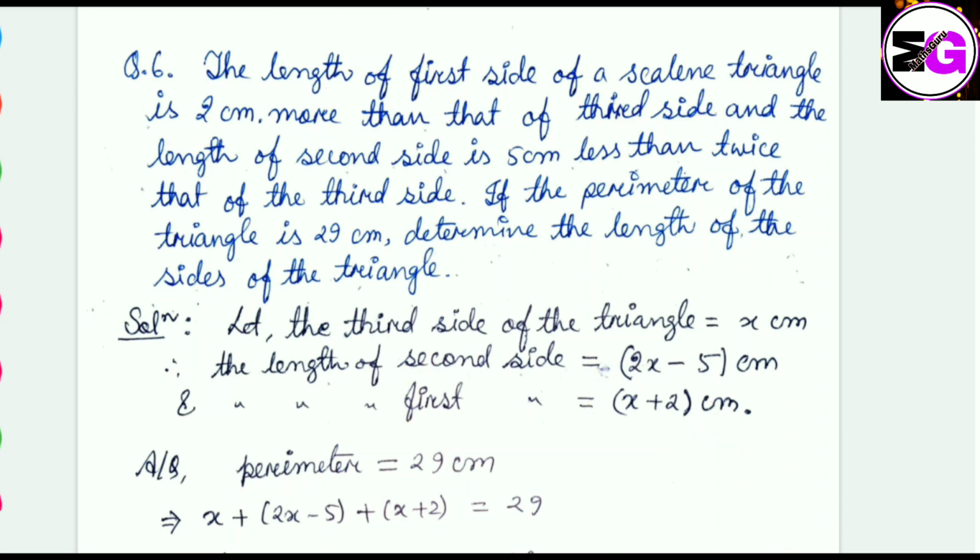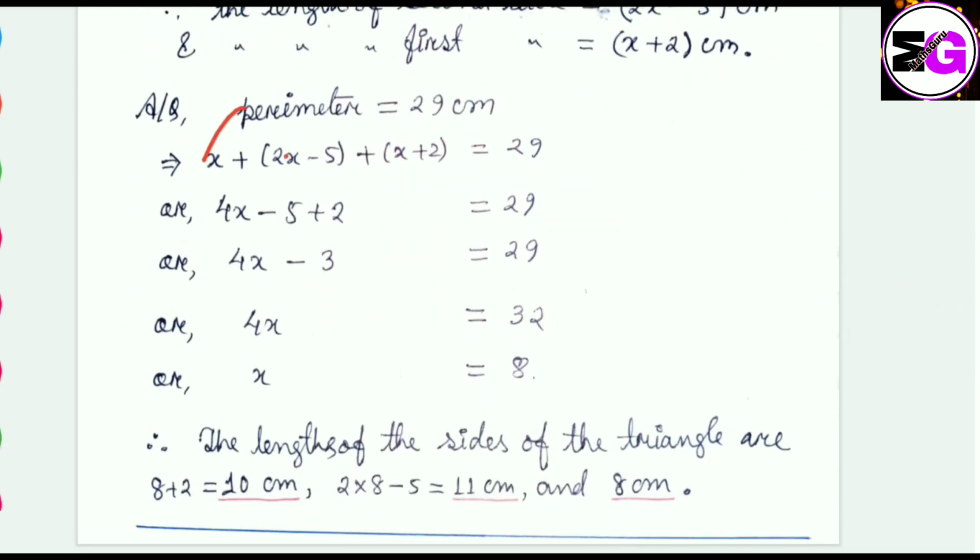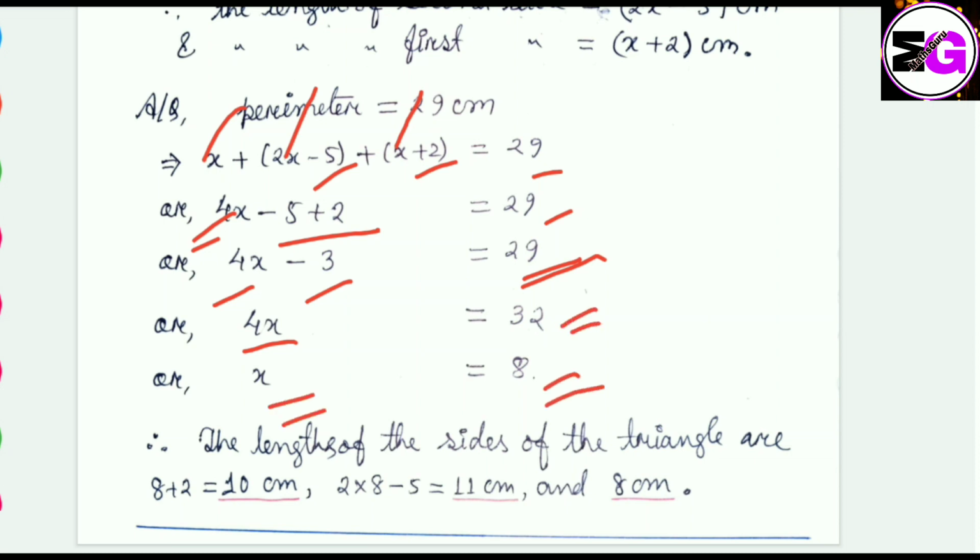Okay, again it is given the perimeter equals 29 centimeters. So after putting the values, x plus twice x minus 5 plus x plus 2 equals 29. Okay, so x plus twice x plus x is 4x, minus 5 plus 2, and that is 29. Or 4x minus 3 equals 29, or 4x equals 32, or x equals 8.